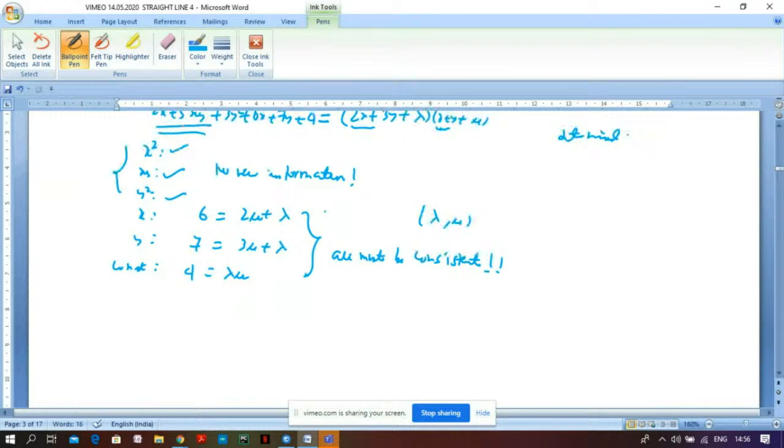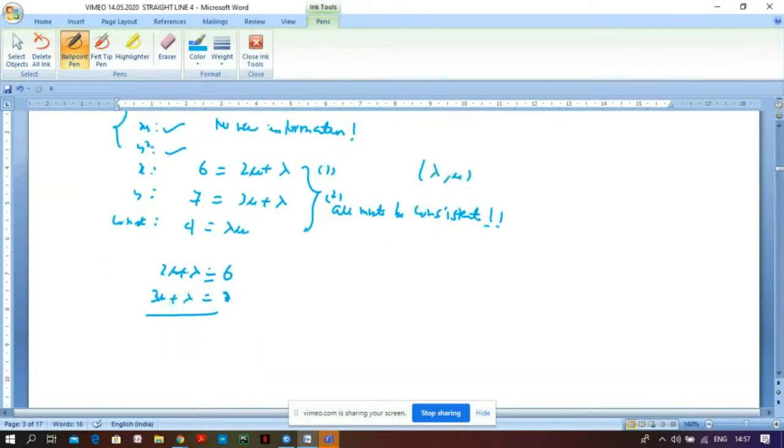So obviously I would choose the linear ones, the first and second. So I choose 2 mu plus lambda is 6, and 3 mu plus lambda is 7. I can quickly find mu because I can subtract. So I get mu equal to 1. And once mu equals 1, I get lambda equal to 4 from equation 1.